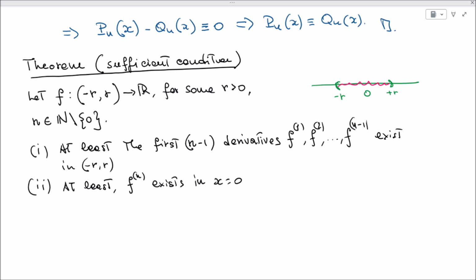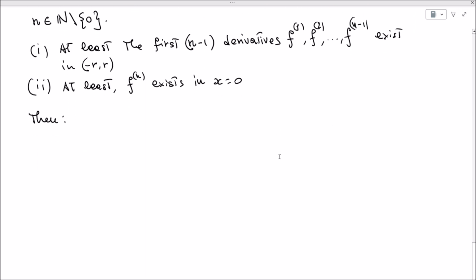Again, if we have that the nth derivative exists in the entire interval, or if even more derivatives exist, even better. Okay, but this is what we need. Then we can conclude the following thing. We can conclude that the polynomial Pn of x, the Taylor polynomial that we defined right at the start, is given by the function evaluated at 0.